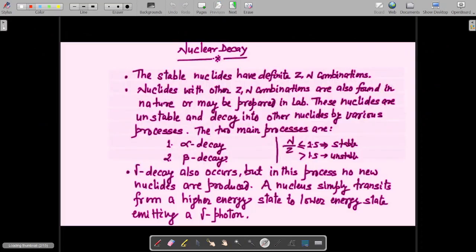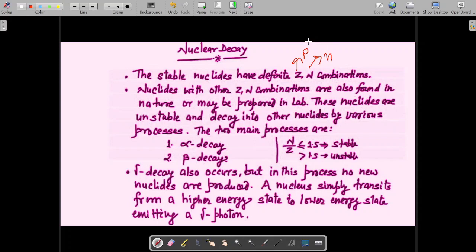Let us see. The stable nuclides have definite Z and N combinations. Now, what does it mean by Z? Z means atomic number, that is the number of protons. I have already told you. And what is N? N is the number of neutrons.